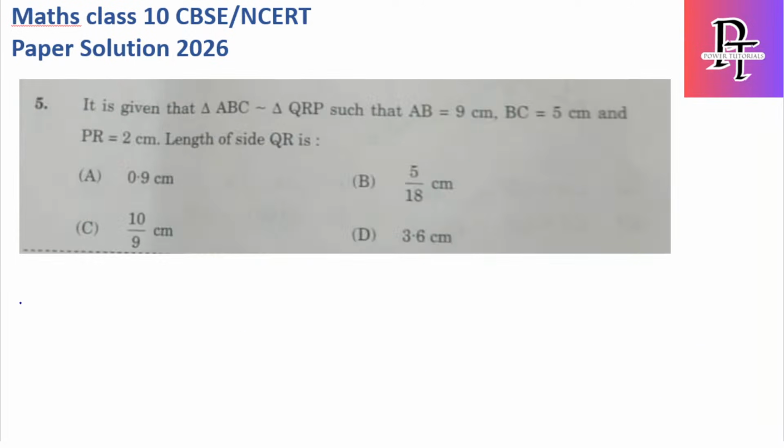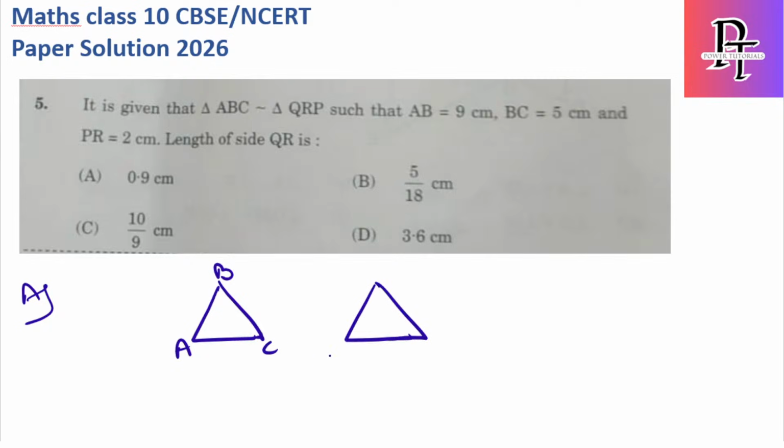Fifth question. It is given that triangle ABC is similar to triangle QRP. So first I will draw the figure. ABC is similar to triangle QRP. Always remember, for similar triangles you have to write in the exact order. If you write QPR, then the question will go wrong. Similar means exact order: ABC, then QRP.